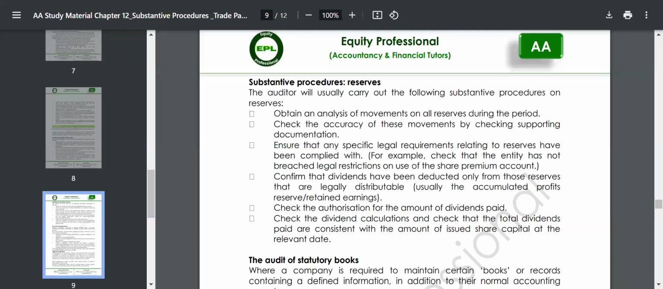So the fact that the company is having bogus profit or they have an unusual injection of fund does not mean that they are doing well. Where is the documentation to support this? Where is the evidence that this money is legit? So these are some of the things that the auditors will check. Then the auditor will also check that any specific legal requirement relating to reserve have been complied with.